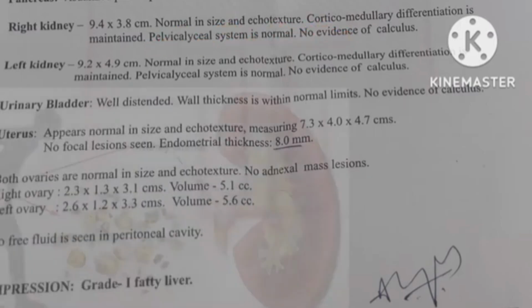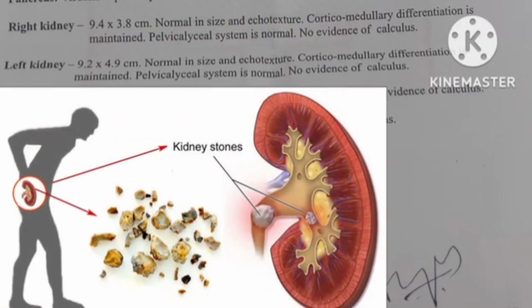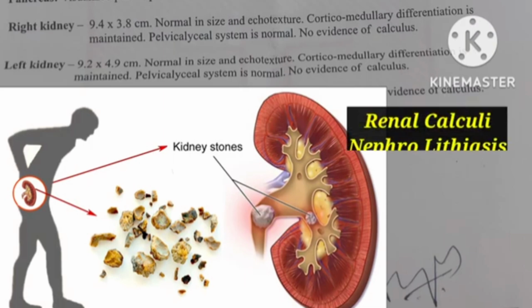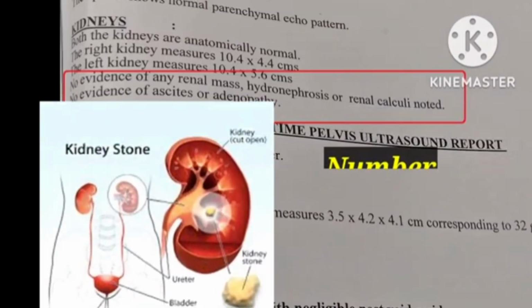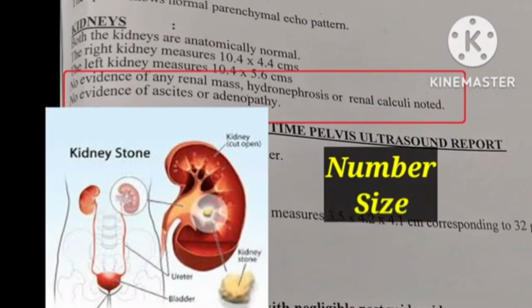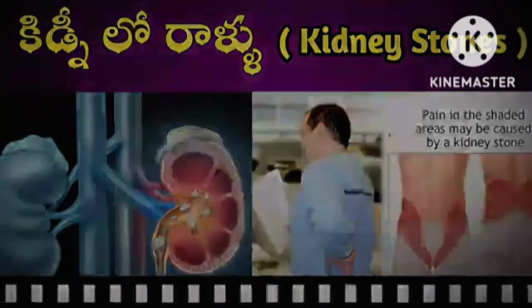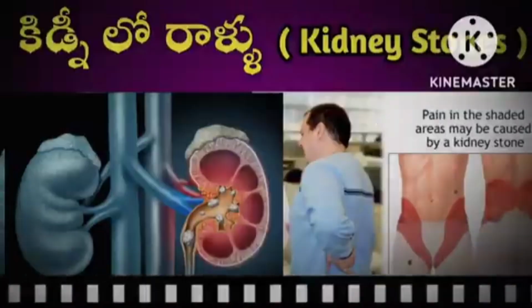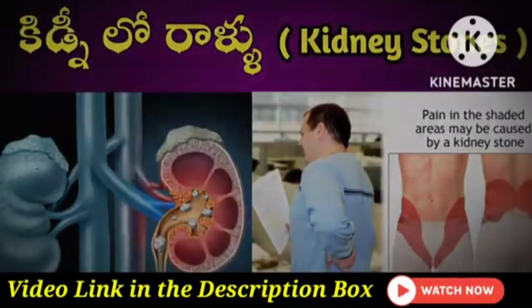Next comes the kidney stones. In medical terminology, kidney stones are called kidney calculi, renal calculi, nephrolithiasis, etc. They mention how the kidney stones are: the number, single or multiple, and how big the size is. A detailed video about kidney stones has been there. Please check the description box and see it.